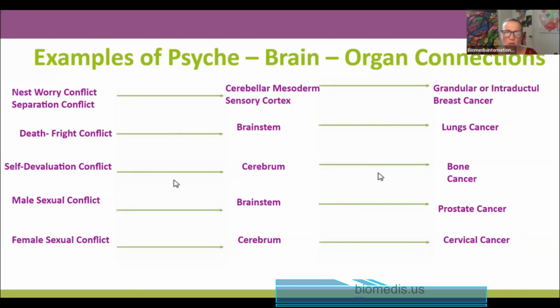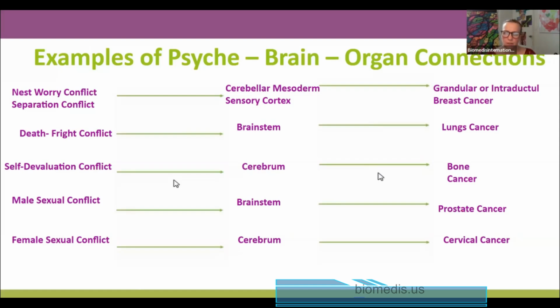glandular breast cancer. If a mother has some kind of separation conflict, or mother or father, or any separation conflict, which is a deep emotion that was really hurtful for you, it will affect the sensory cortex, and it will be another kind of breast cancer, intraductal. Okay, if there is a death-fright conflict in a person's life, let's say somebody just gives you a not good diagnosis, the brainstem would have that Hamer focus, and lung cancer can happen.